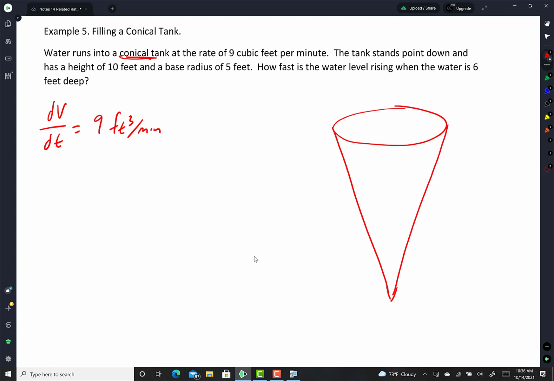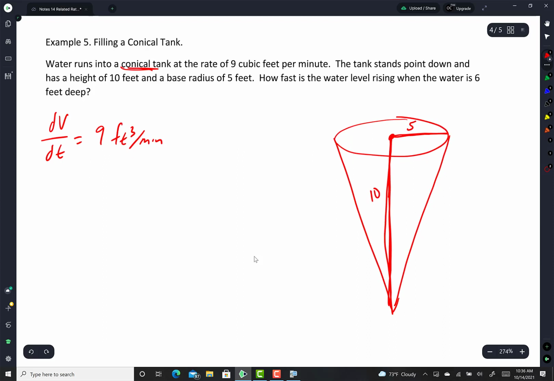Whatever is static, it's okay to write numbers down. There's two static numbers they gave me. They gave me the base radius, and that base radius is always 5. And they gave me the height of the cone, which is always 10. So that is true all the time.